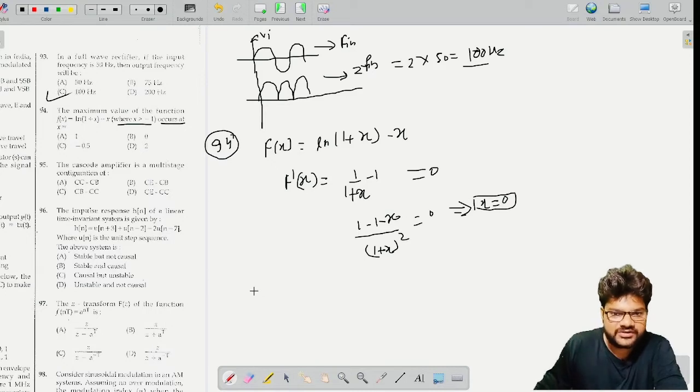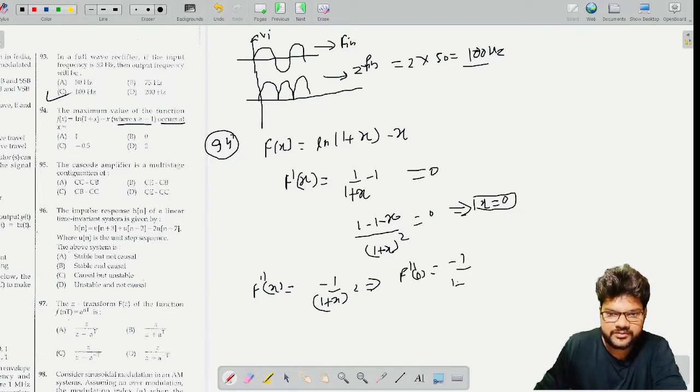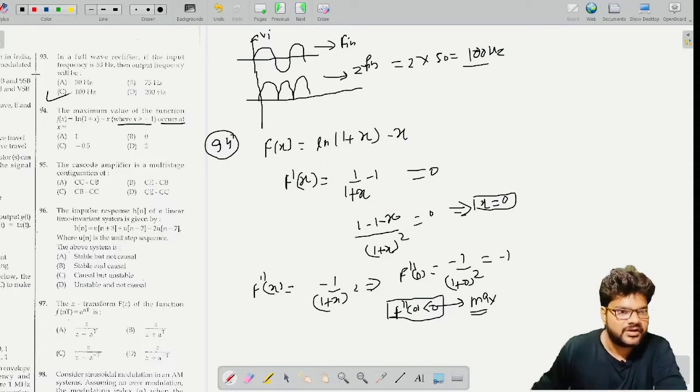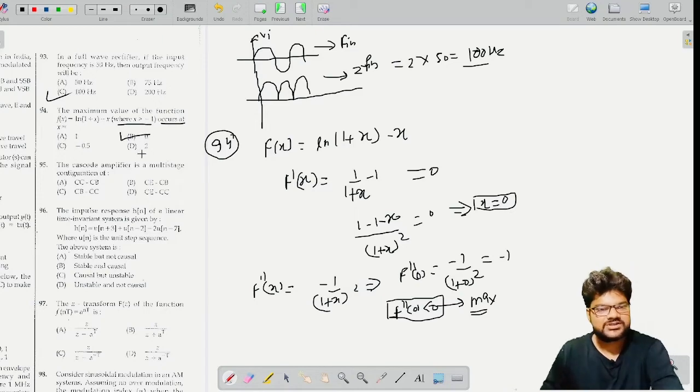So let's differentiate one more time. So f''(x) is going to be what? This is going to be -1 upon (1 + x) whole square. Okay, so f''(0) will be what? -1 by (1 + 0)^2, right? This is -1. So if f''(0) is less than 0, then at x equals 0 we will get a maximum, right? So the value of x at which this function is maximum is option B, that is 0.